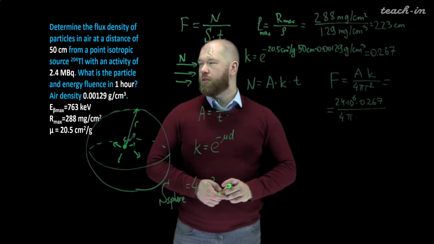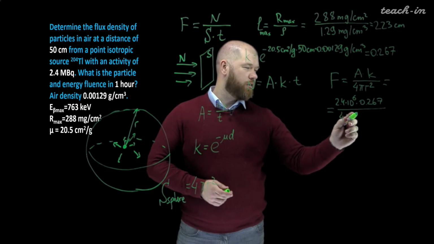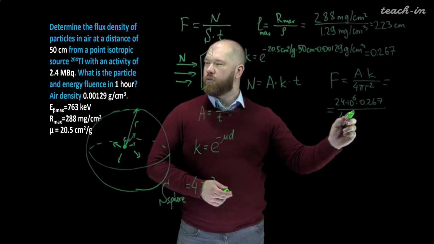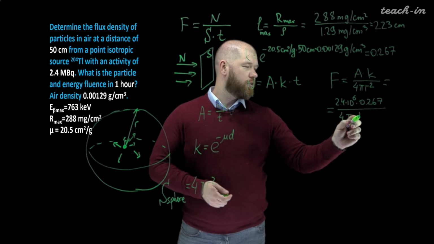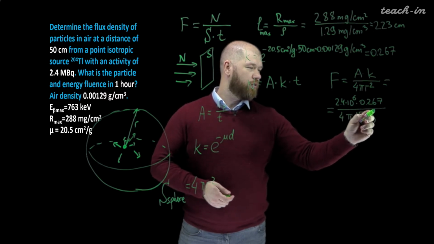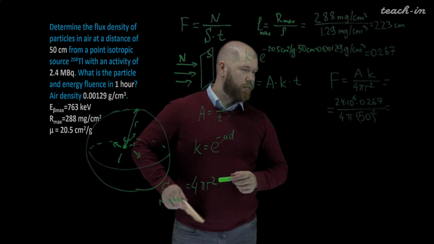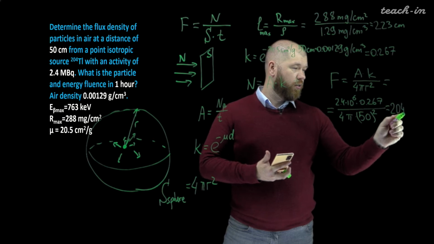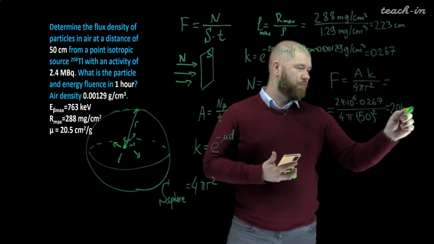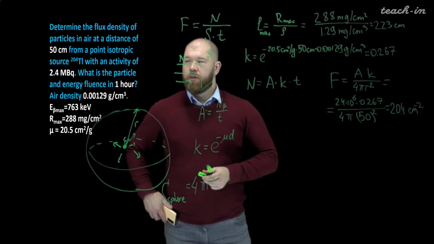And let's take our distance just in centimeters. We will not need to calculate it in meters. So this will be 50 squared. And we get 20.4 particles per squared centimeter. Okay.